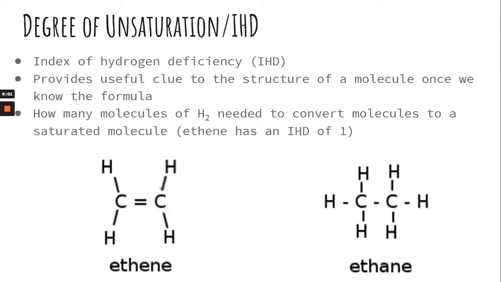The second type of way to help us build these molecules is by looking at the degree of unsaturation, or IHD. IHD stands for the Index of Hydrogen Deficiency. So it's kind of a way of telling if something is unsaturated or saturated.